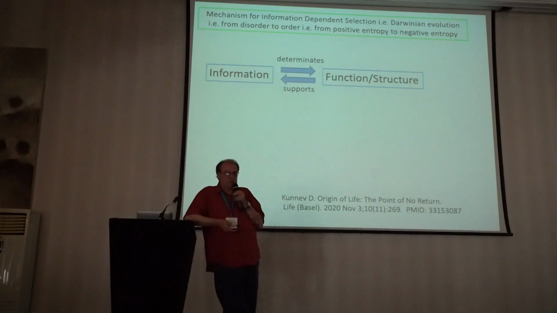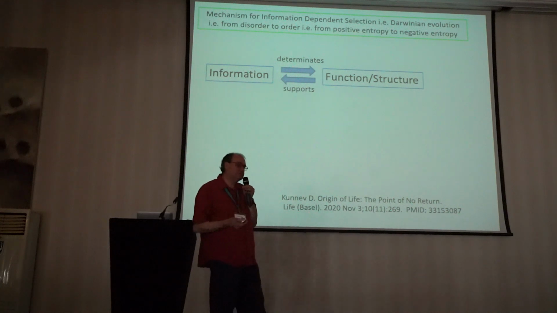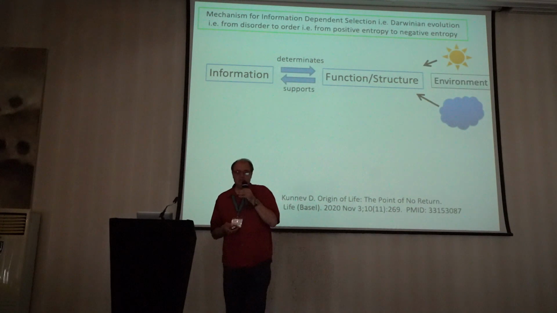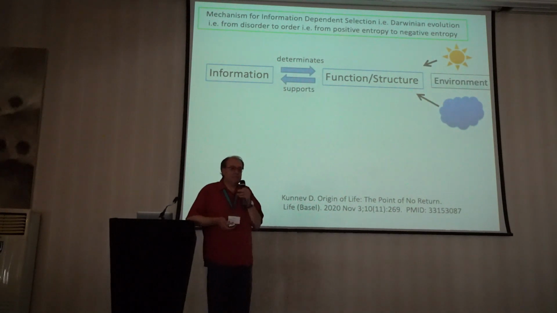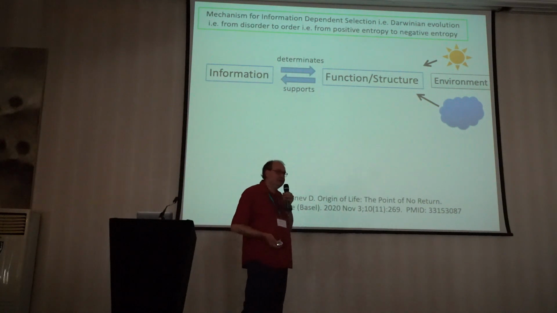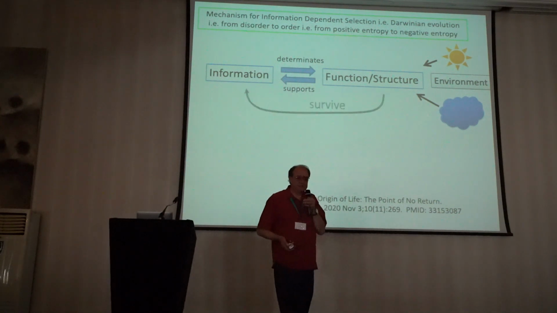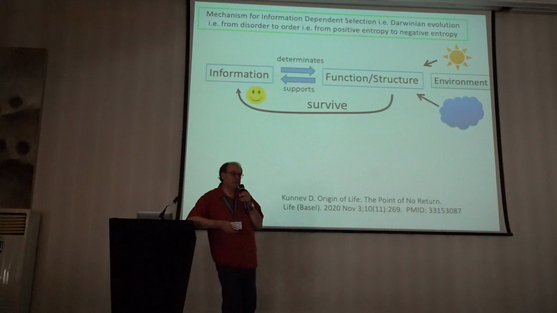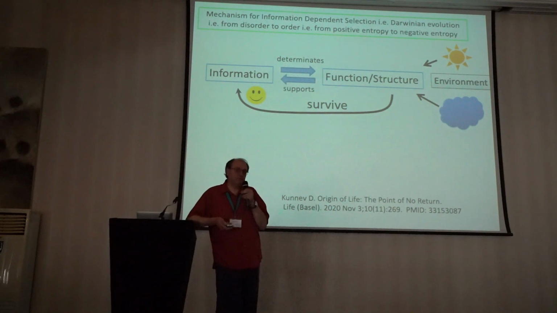Now, suppose we have an informational source which determines some kind of structural function, and those interact with each other, and you have this system. If you put this system in an environment, what could happen? Two things could happen. One, this system would simply perish. It will be destroyed by the environment. But there is another possibility, where this system would survive.